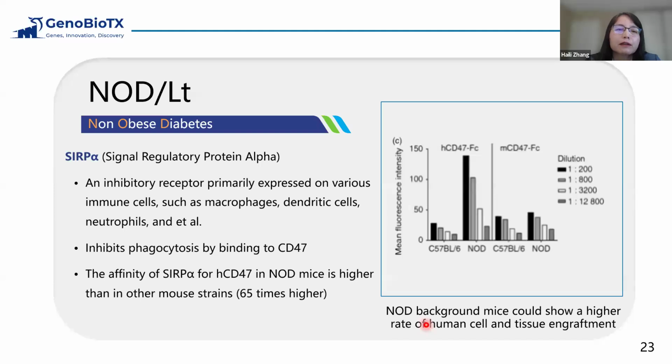SIRPα is signal regulatory protein alpha. It is an inhibitory receptor primarily expressed on various immune cells, such as macrophages, dendritic cells, neutrophils, and others, which can inhibit phagocytosis by binding to CD47. So NOD background mice could show a high rate of human cell and tissue engraftment.